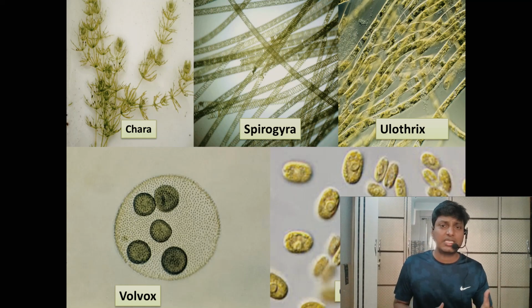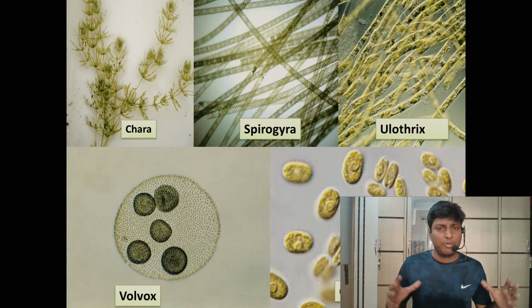In Chara, basically you can see it has a somewhat plant-like structure, but as we all know, the algae are the simplest types of plants. They are placed under the first division, that is nothing but thallophytes. So they do not have well-defined structures. They do not have well-developed structures like root, stem and leaves. So they are very simple in structure.